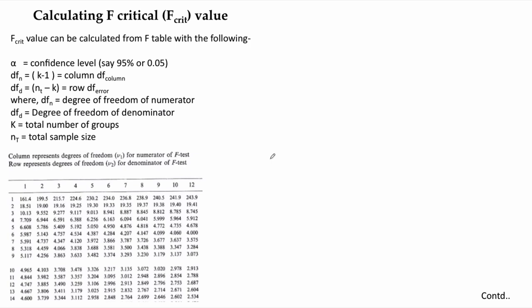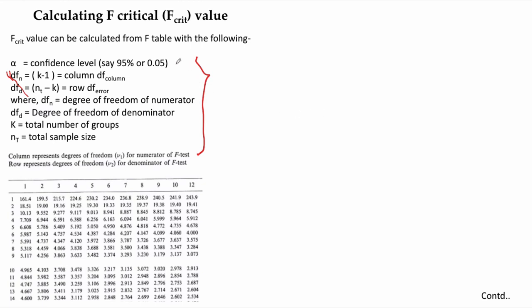We can calculate the F critical value with the help of the F table or F distribution table. And therein we need to remember these parameters, like previously. Now what are these parameters? What is the critical value and so on?